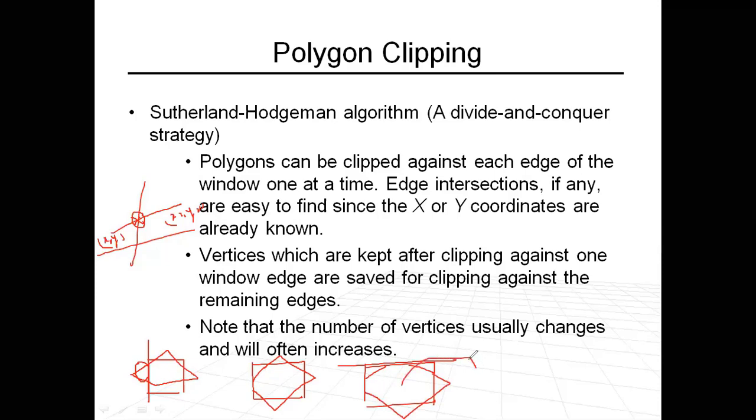So in this manner we are passing the result, and edges are saved. V1 V2 edges are saved, and the resultant is passed to the next clipper that is going to clip the vertices against those edges.